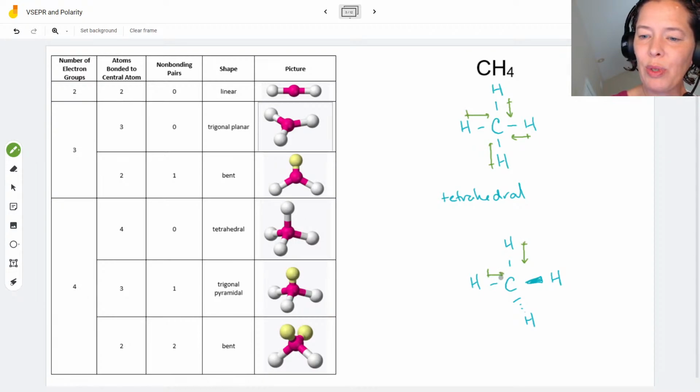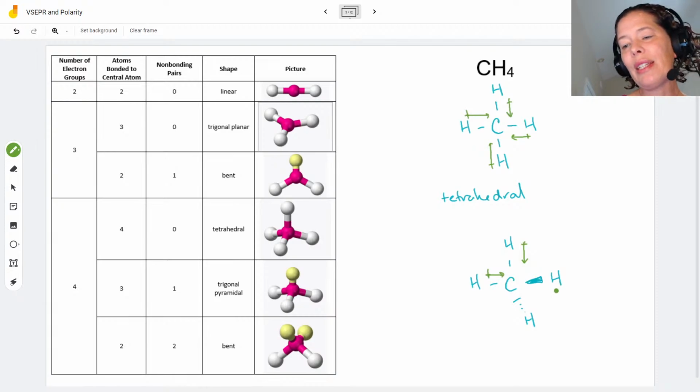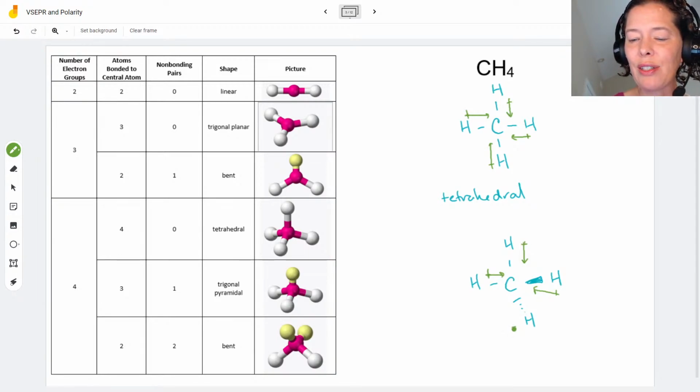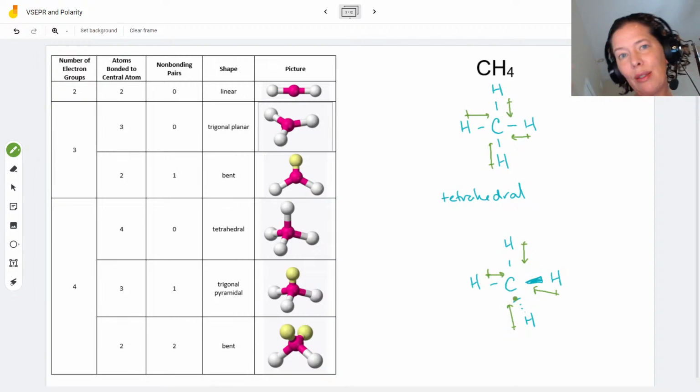Okay, so this points in. These are easy. These are in the plane. Now this is going to look a little odd, but remember that wedge means the hydrogen is coming out towards you, and the dash means the hydrogen is behind the plane of the screen or behind the paper. So here are my bond polarities.